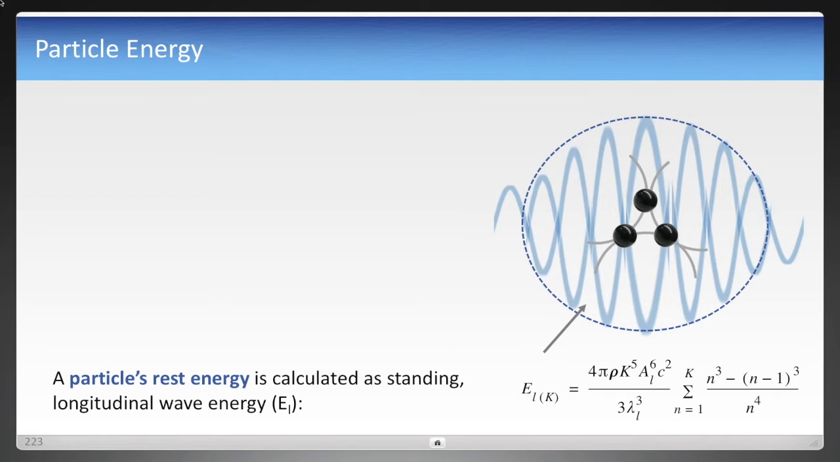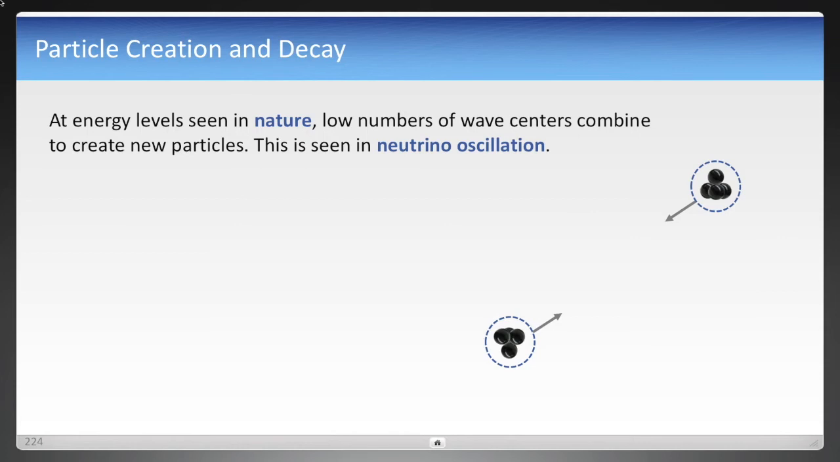And it was calculated for all the particles based on the equation that you see here. And the variable in there is k. K represents the number of wave centers. And you can go back to the video on particles if you want to see how this was used to map the energy of all the particles. But logically, this explains both the creation and decay of particles.